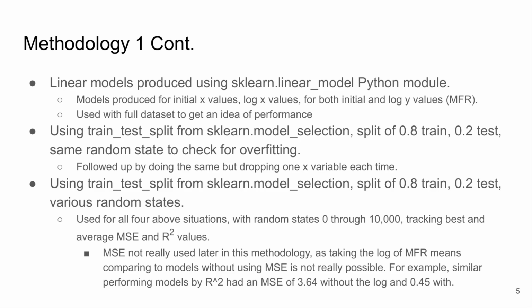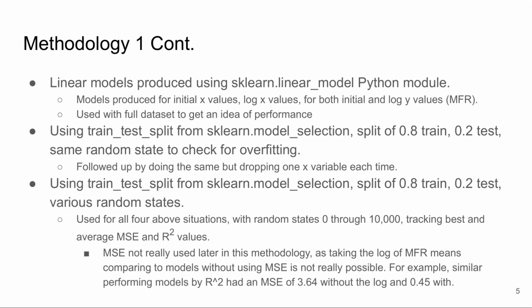Following that, we used the train test split from sklearn with a 20% test and used the same random state to check for any sort of overfitting, and followed up by doing the same but dropping 1 X variable each time just to get a comparison and make sure any highly correlated variables were addressed. And then finally, we used train test split again, but with more than 1 random state, actually states 0 through 10,000, tracking the best and the average MSE and R squared values.